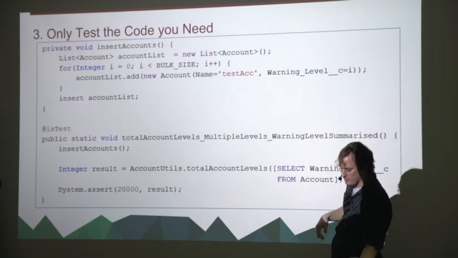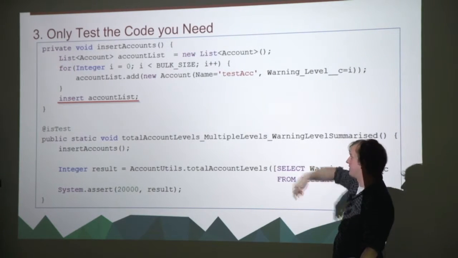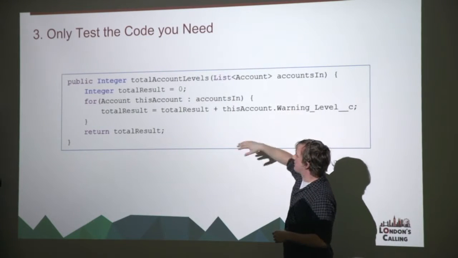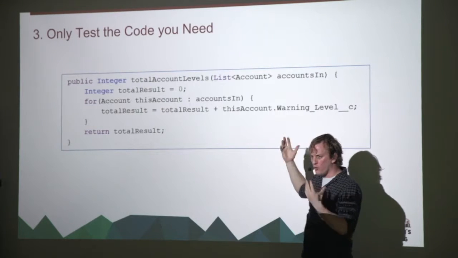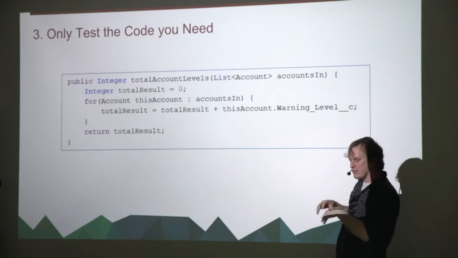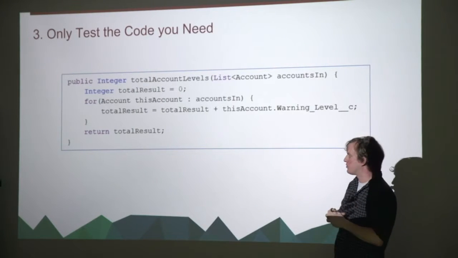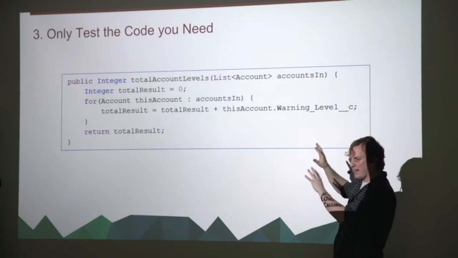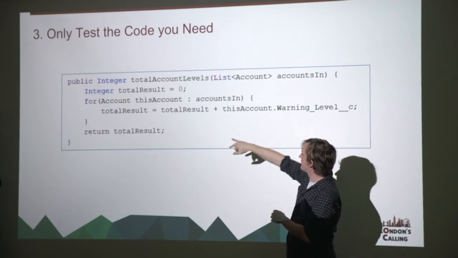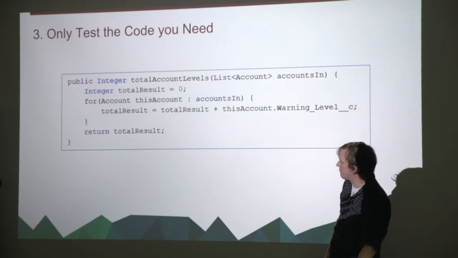If we go back and look at the code a second, we take the list of accounts and we add up the warning level. All we actually need to know about these accounts is their warning level. So if you have triggers and workflow that are fiddling with accounts and they're doing all sorts of other complicated things, that test method doesn't necessarily need to worry about that. It just needs to know, with this list of accounts, return the right result.